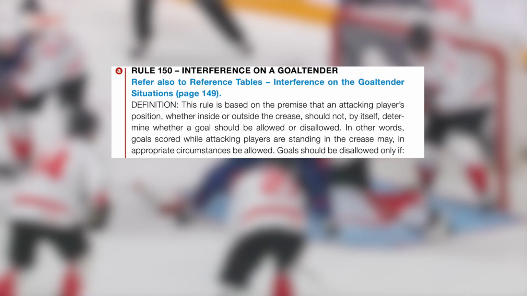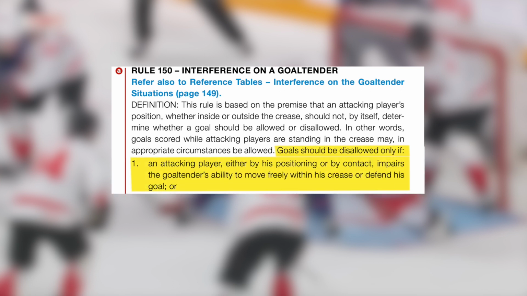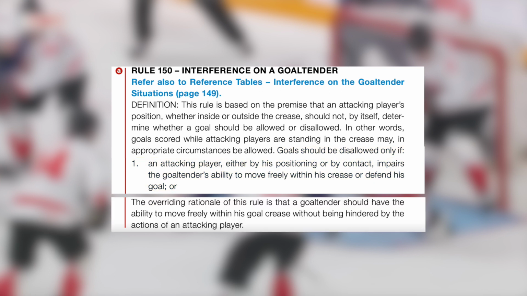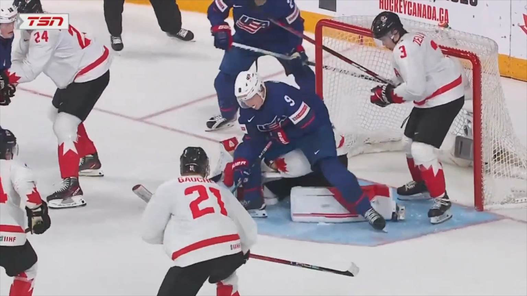However, if you read further, goals should be disallowed only if an attacking player, either by his positioning or by contact, impairs the goaltender's ability to move freely within the crease or defend his goal. Later on in the rule, it states, the overriding rationale of this rule is that a goaltender should have the ability to move freely within his goal crease without being hindered by the actions of an attacking player. And that's where I think things get a little dicey.